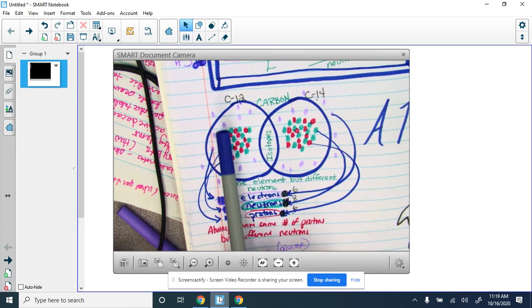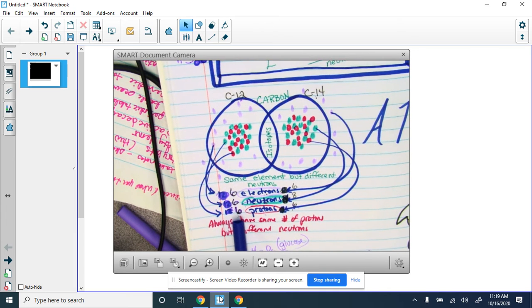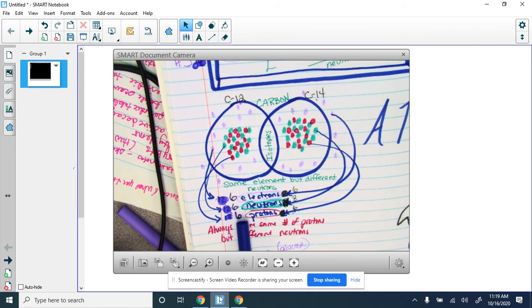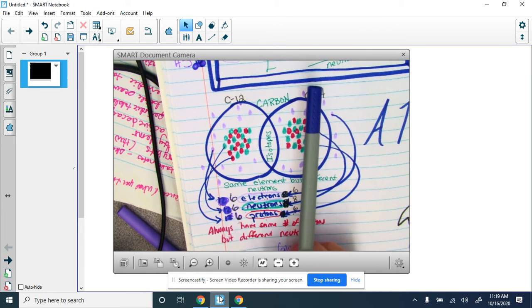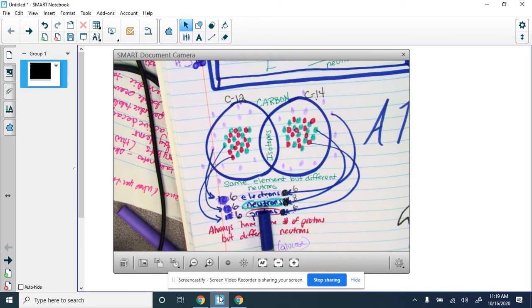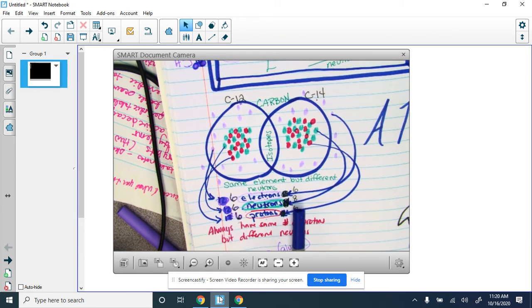So for C12, 6 plus what equals 12? 6 plus 6 equals 12. So the neutrons for C12 would be 6. The protons for C12 would also be 6. Over here, C14, protons has to be 6. Neutrons would be 8 though, because 8 plus 6 is equal to 14. So this is where the isotopes come in.